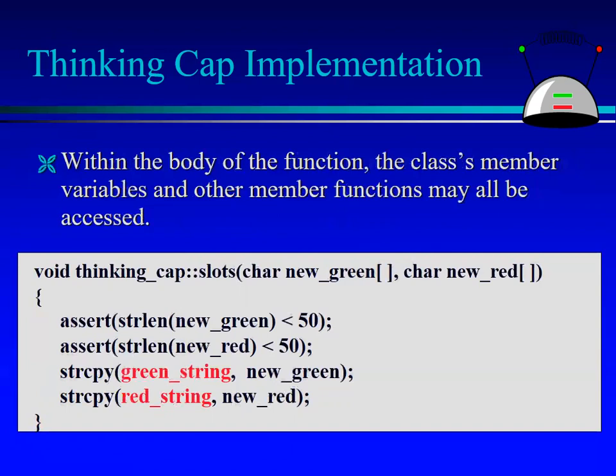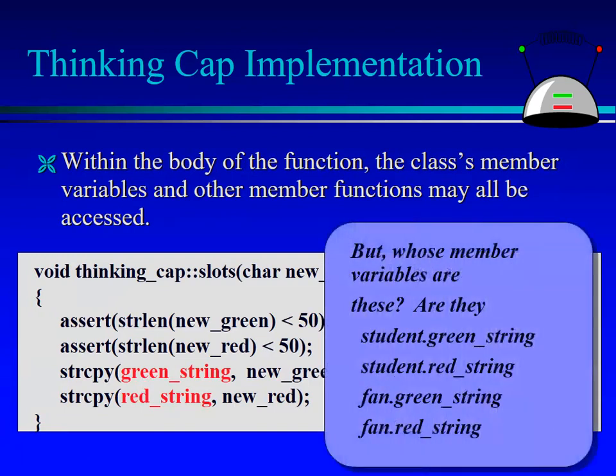Within the body of the function, the class member variables and other functions can be accessed. Once we enter these brackets, whatever we write here will get its implementation. But whose member variables are these? Are they student.green_string, student.red_string, or fan.green_string? That is the question which is asked.